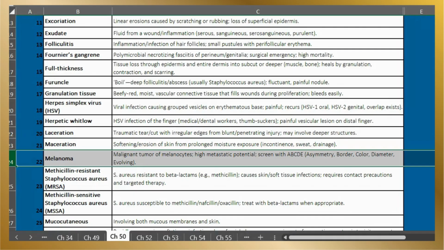Melanoma, a malignant tumor of melanocytes with high metastatic potential, screened with A, B, C, D, E: asymmetry, border, color, diameter, evolving. So for melanoma, when you document, you need to follow the A, B, C, D, E tool.